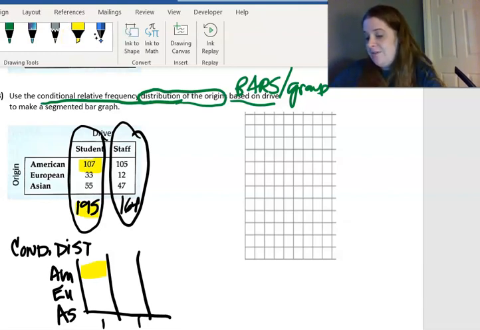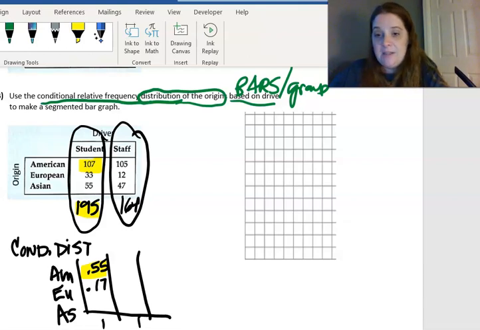So 107 out of 195, and for the sake of our example here, I'm going to use 2 decimal places, is 55%. 33 out of 195 is about 17%. And 55 out of 195 is about 28%. We put those together, we get about 100%.